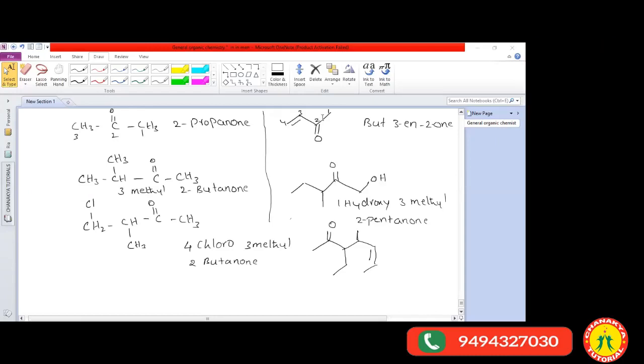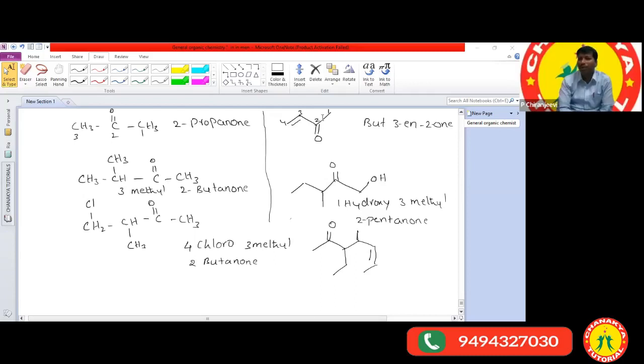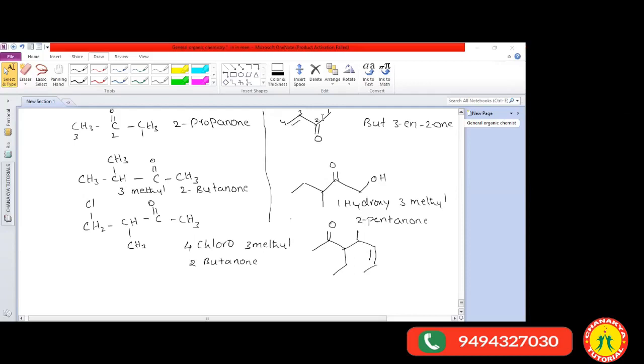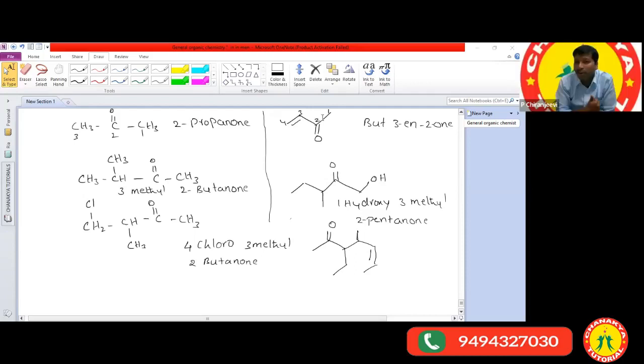Sir, what's the root word? Is it pent or hept? You can find it. The root word is based on the maximum number of carbon atoms. Wherever you get the maximum number of carbon atoms in a chain, that becomes the parental chain, and that is what we call the root word.